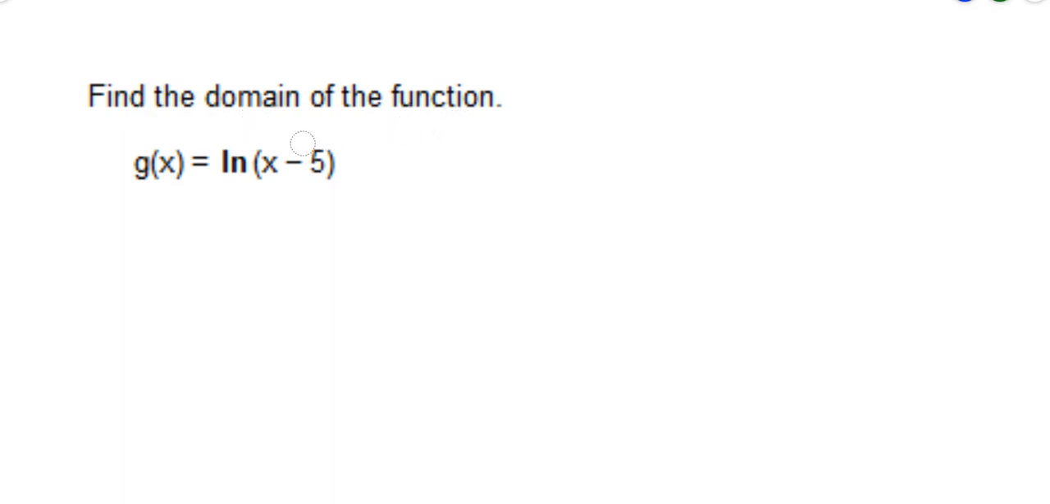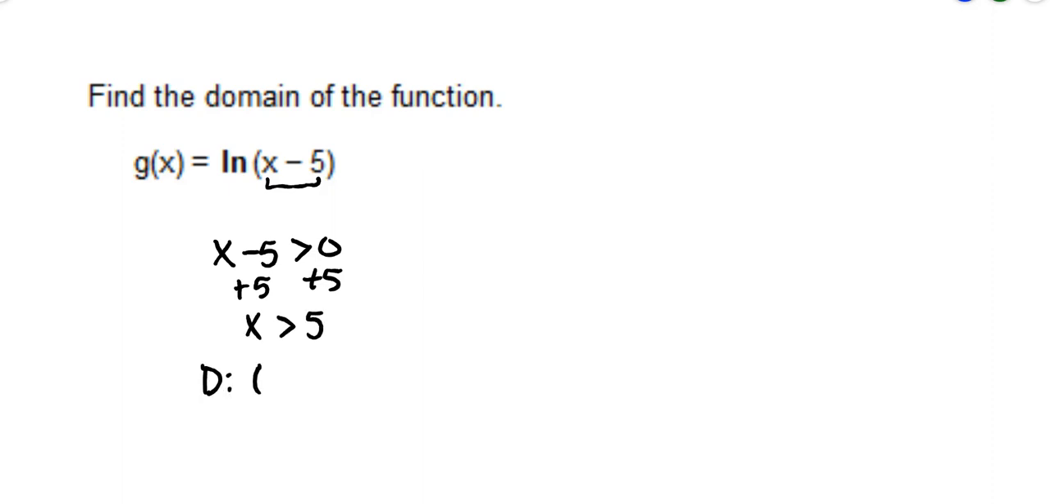Find the domain of the function g of x equals natural log of x minus 5. So what we know about logs is that you can only take the log of a positive value. So the expression that you substitute inside the log has to be positive. So I'm going to take what's inside the log, set that greater than 0 and solve. So I'll add 5 to both sides. That's x is greater than 5. And my domain will be from 5 to infinity. Or in set builder notation, you can say x such that x is greater than 5.